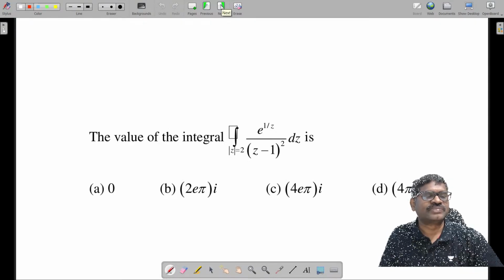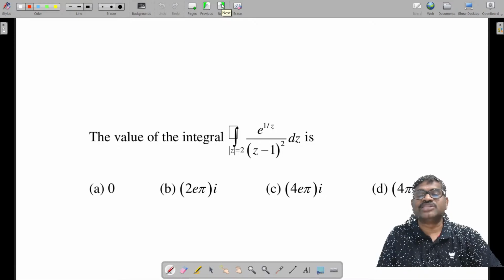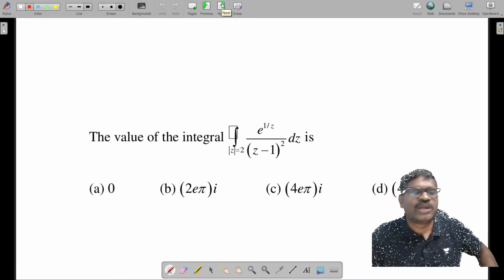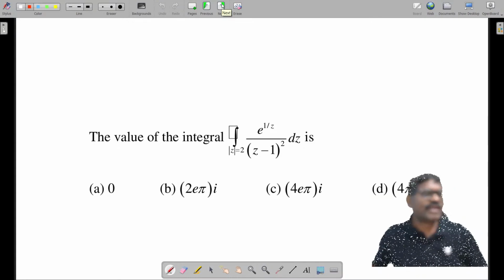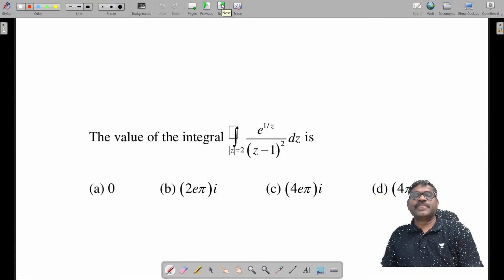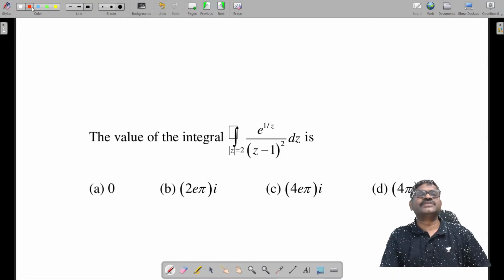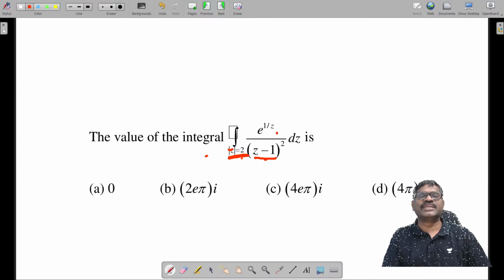Next problem: the integral of e power 1 by (z minus 1) whole square dz. Observe here, the curve is mod z equal to 2. So z equal to 1 lies inside. e power 1 by z means z equal to 0 is an essential singularity, and that also lies inside.